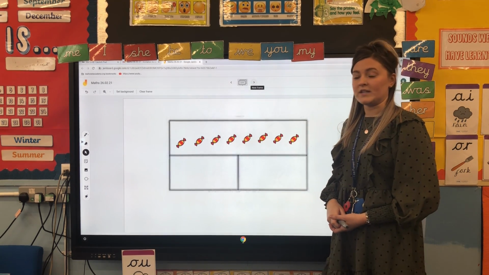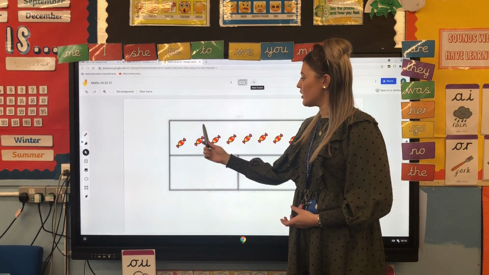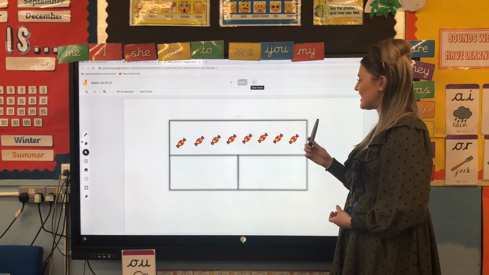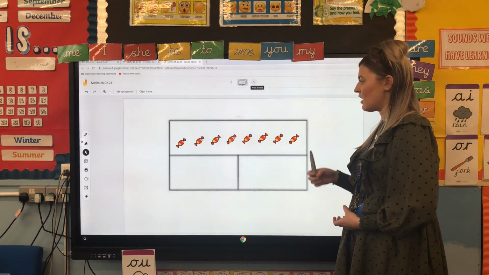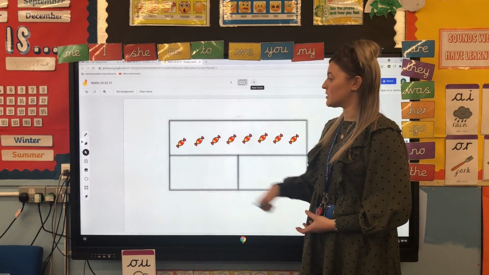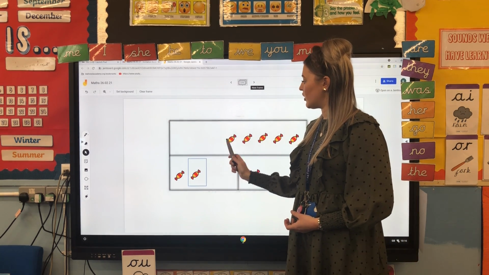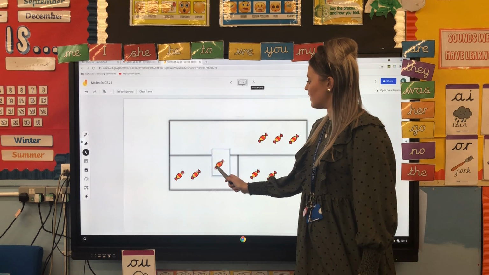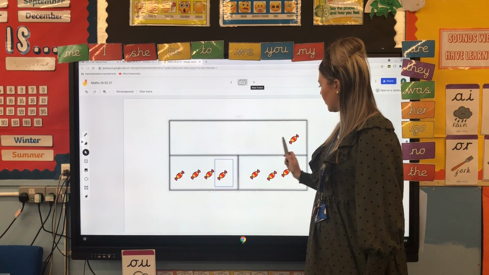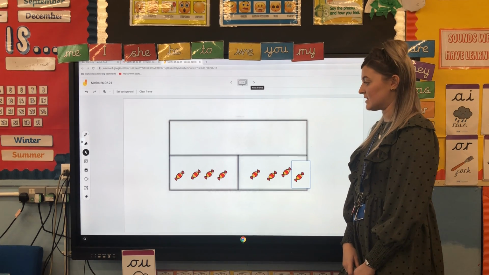We're going to have a go at another one together. This time, at the top, I have the number 1, 2, 3, 4, 5, 6, 7, 8. I have the number 8. I'm going to halve the number 8 equally into my two groups. 1 for you, 1 for me, 1 for you, 1 for me, 1 for you, 1 for me, 1 for you, 1 for me. I have halved the number 8.